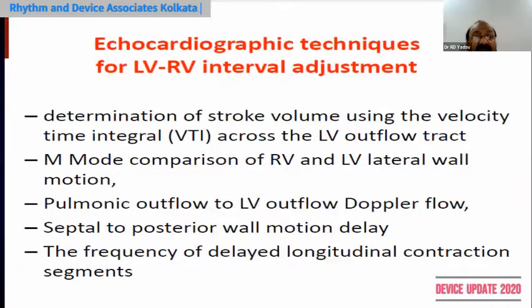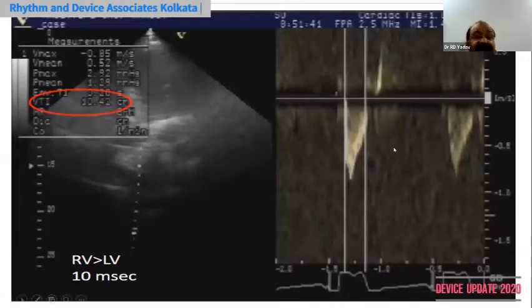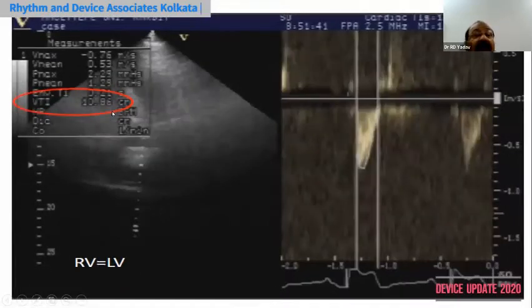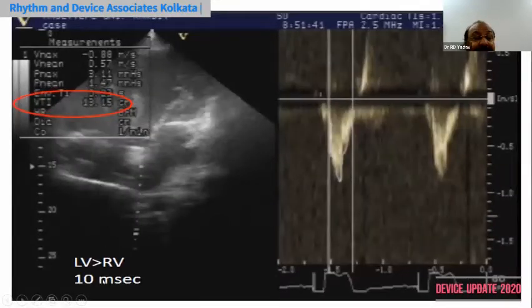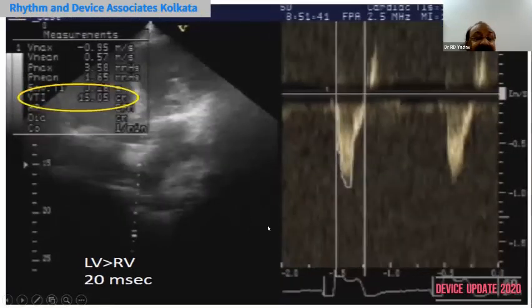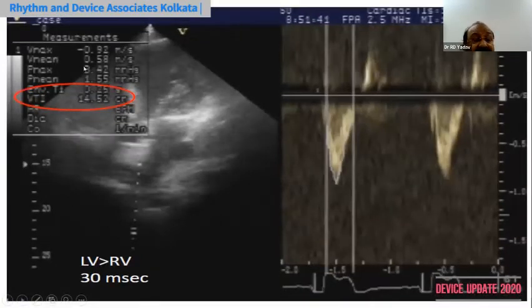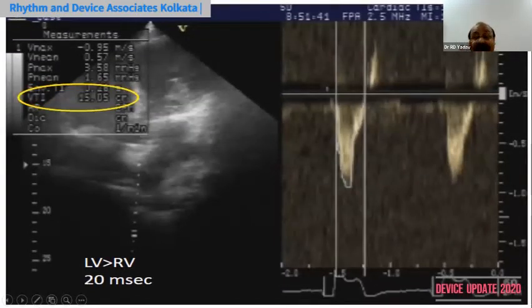Now, how to do that? If you see, when you pre-excite RV by 10 milliseconds, the VTI is 10.42. With RV LV simultaneous, VTI is 10.86. If you pre-excite LV by 10 millisecond, VTI is 13.15. If you pre-excite LV by 20 millisecond, VTI is 15.05. If you pre-excite LV by 30 millisecond, it decreases. That means optimal is minus 20 millisecond. So in that way you can detect, and this is the gold standard that it works.